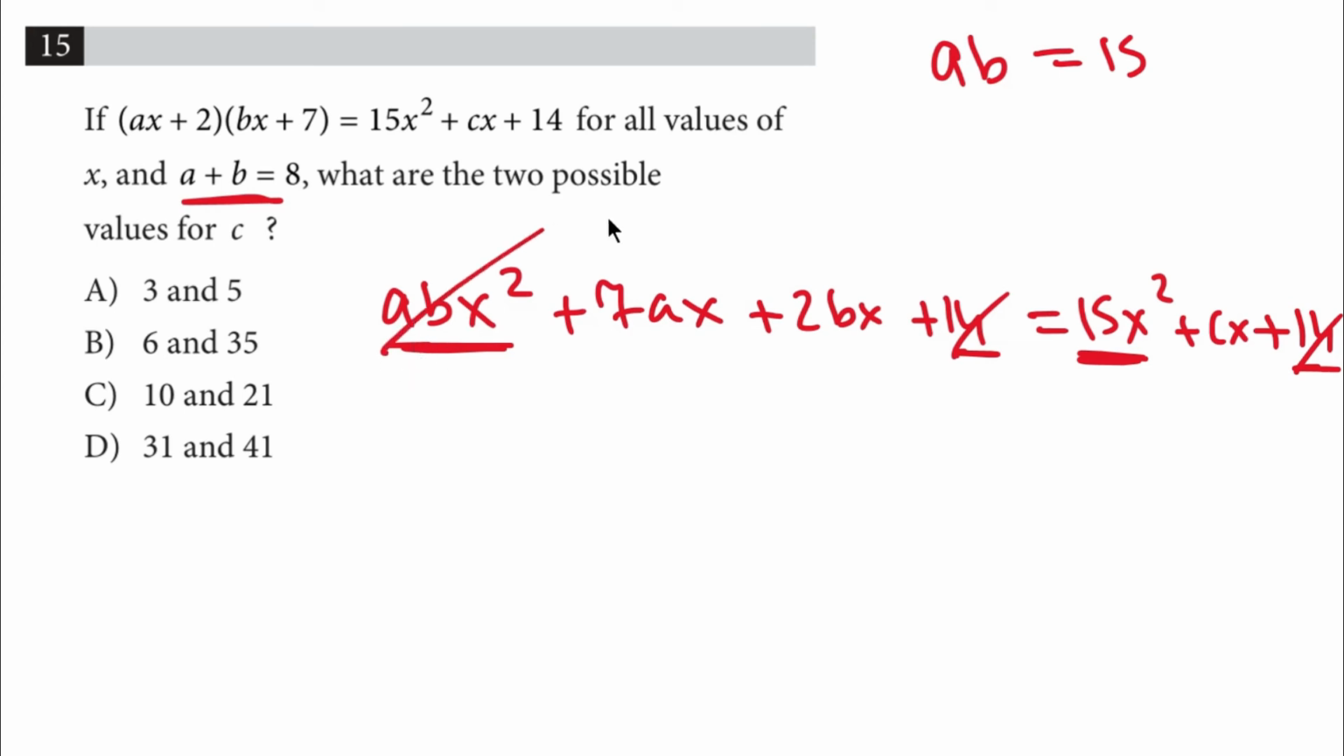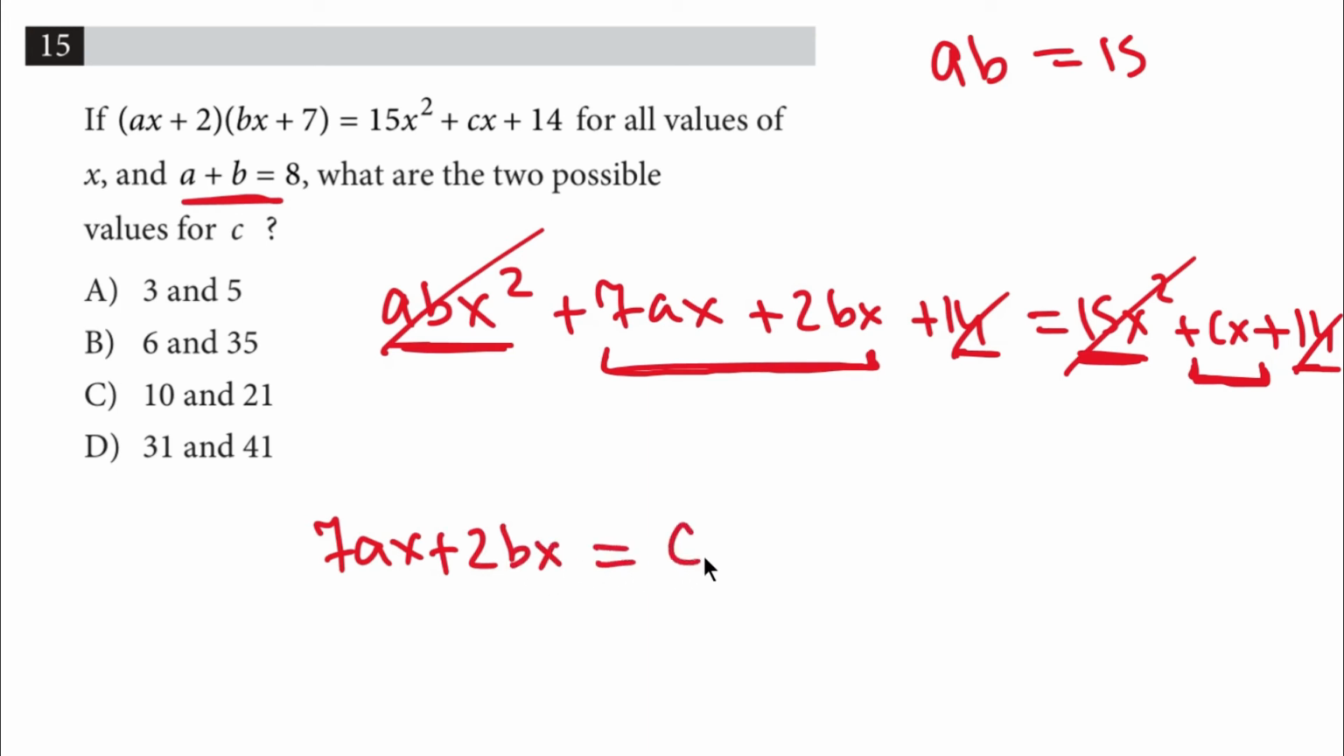Now that we're done with these terms, let's just bring them away, and let's look at c times x. Well, we see that the only multiples of x on the left hand side are 7ax plus 2bx, and the only multiple of x on the right hand side is c times x. So we get 7ax plus 2bx must be equal to cx. Again, we're comparing the left side and the right side. Therefore, guys, by simplifying all of this and cancelling x's on the left and the right hand side, we get 7a plus 2b is equal to c.